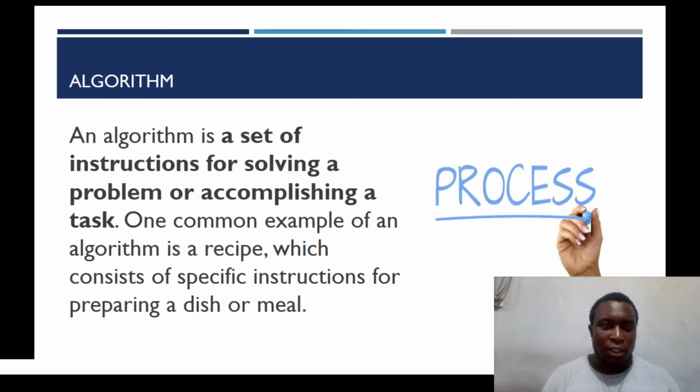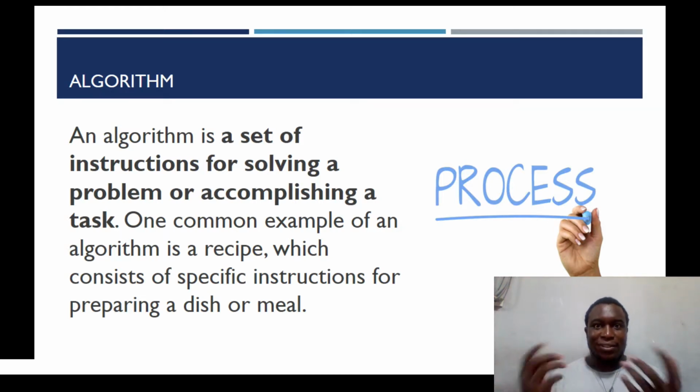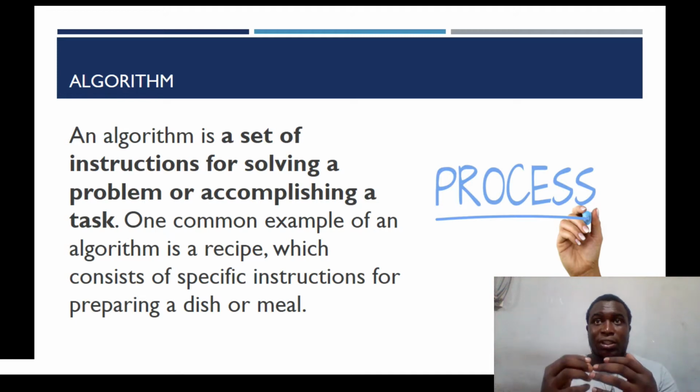So now, an algorithm is a set of instructions for solving a problem or completing a particular task, or accomplishing, rather. One common example of an algorithm is a recipe, which consists of instructions for preparing a dish or a meal. That is the closest example to most of us. So for example, if you want to cook noodles, I like noodles by the way, the process involved in converting the raw form of noodles to the finished eatable format is what you call an algorithm. A set of instructions to get it done.